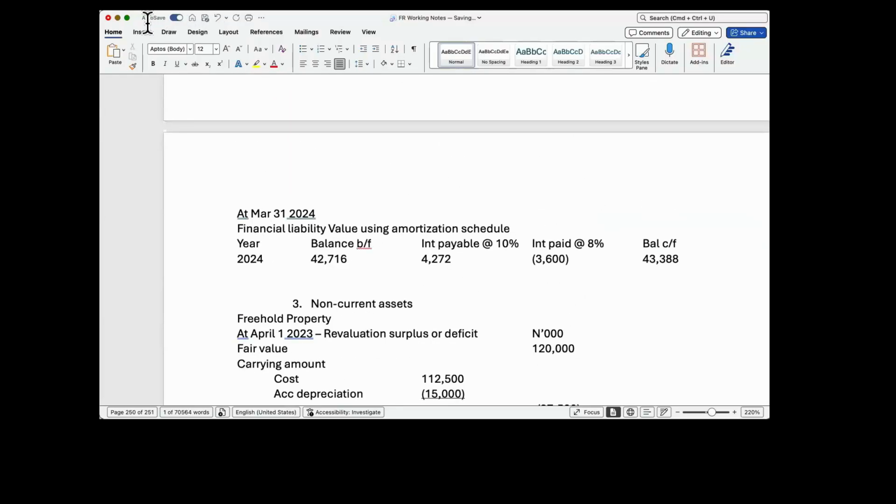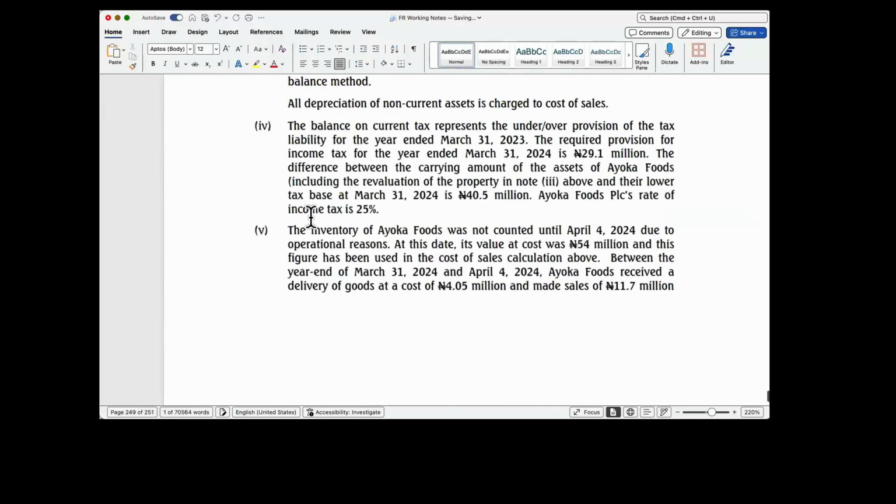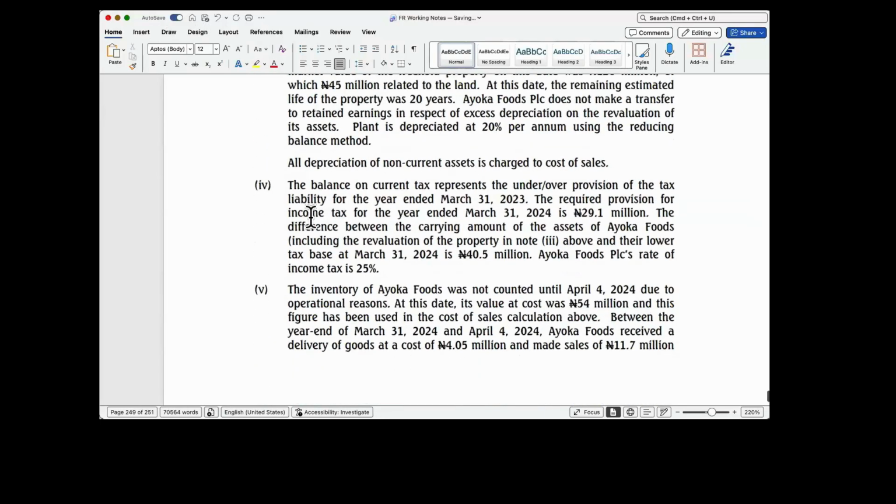Let's go to the next additional information, which is additional information 4. It says the balance on current tax represents the under or over provision of the tax liability for the year ended March 31st, 2023. The required provision for income tax for the year ended is 29.1 million. The difference between the carrying amount of the asset of Ayoka Foods, including the revaluation of the property in note 3 above, and their lower tax base is 40.5 million. Ayoka Foods tax rate is 25%.